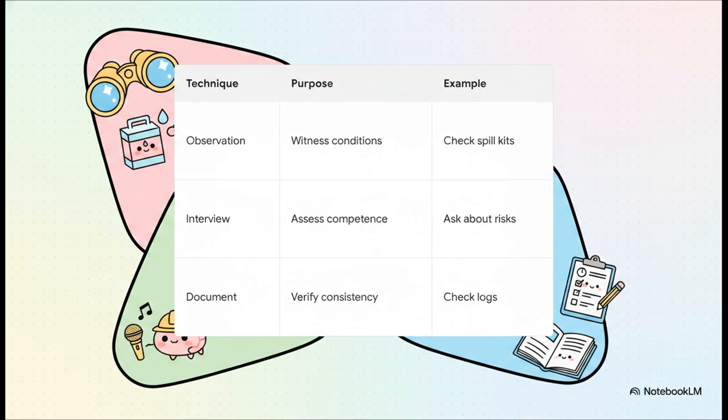First, you observe actual conditions, like are the spill kits actually accessible and fully stocked? Then you interview the staff to assess their competence, asking them directly about the specific environmental risks they manage. And finally, you review the documents to verify consistency, checking the maintenance logs for those exact same spill kits. When these three techniques converge, boom, you get the undeniable truth of how their environmental management system is really functioning.